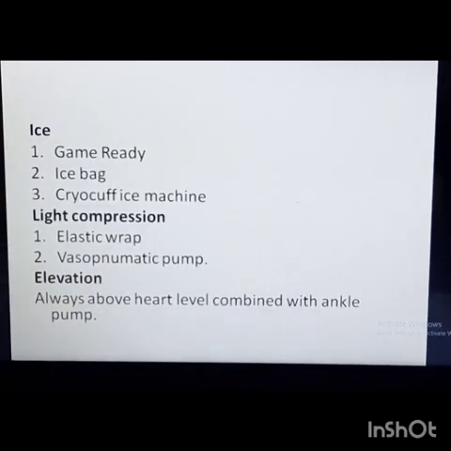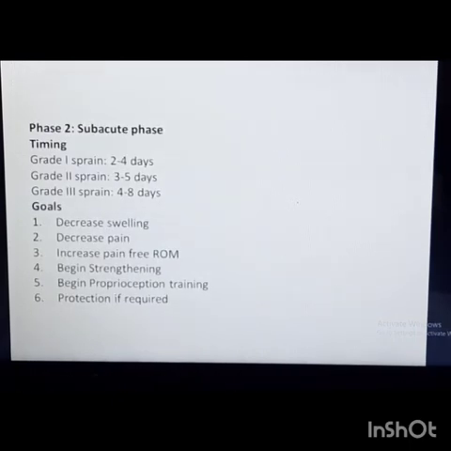What modalities do you have, what techniques do you use? Icing: Game Ready, ice bag, cryo cuff ice machine. Compression: elastic wrap, vasopneumatic pump. Elevation is done by putting pillows under the leg while they sleep.